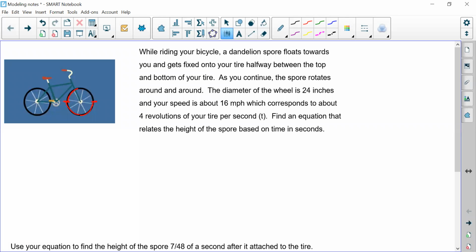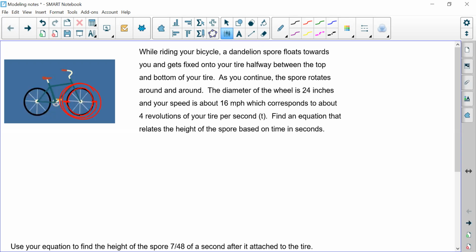And then it goes up, it maxes out right there, and then it arrives at where it first attached to your tire, and then it just keeps on going around and around and around. So that's the dandelion spore's life right now. It gets attached to the wheel and then just spins around as the wheel spins around and around.